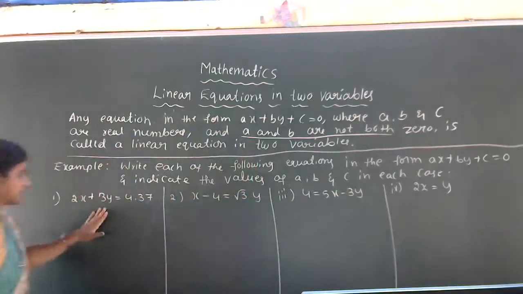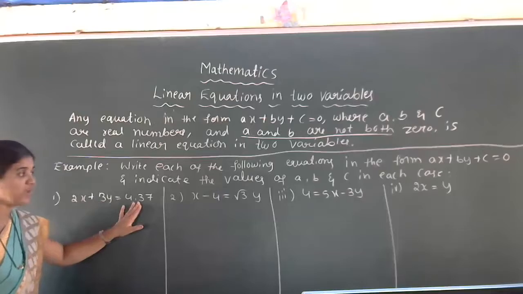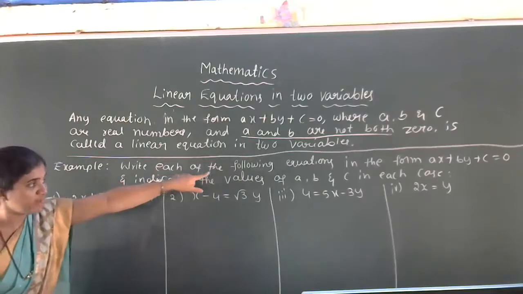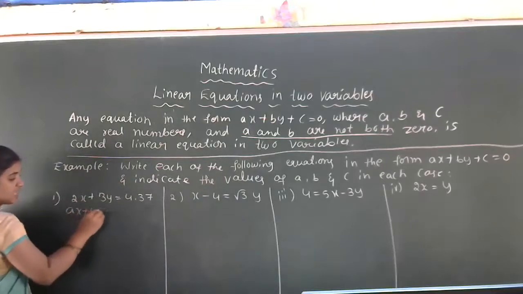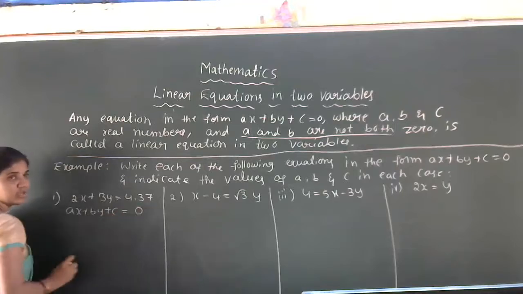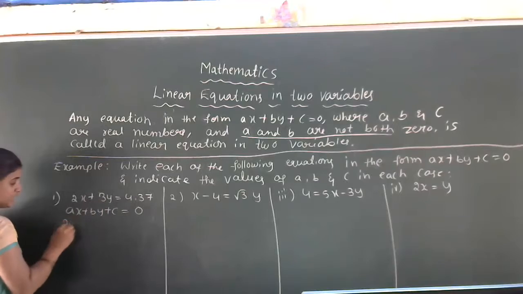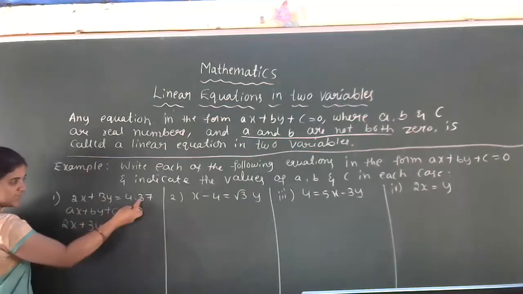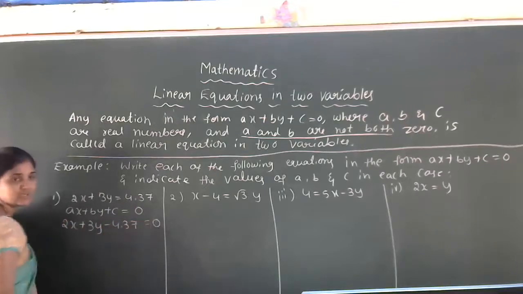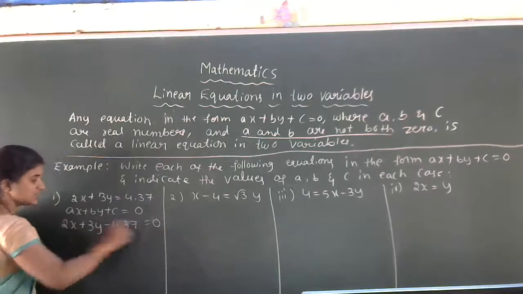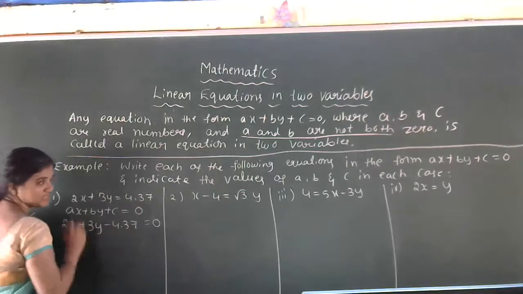Now, let us come to the first question: 2x plus 3y is equal to 4.37. We have to express this equation in the standard form, ax plus by plus c is equal to 0. That is 2x plus 3y, and take this 4.37 to this side, that is minus 4.37 is equal to 0. Now this equation is converted into the standard form: 2x plus 3y minus 4.37 is equal to 0.